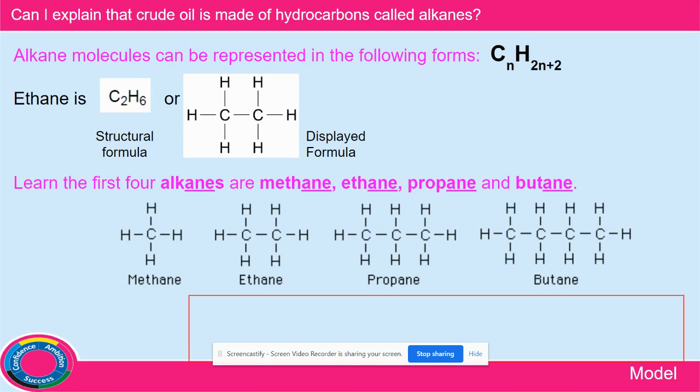There's ethane. Ethane is C2H6. 2 carbons, twice as many hydrogens plus 2. So there's 2 carbons and 6 hydrogens. You need to learn the first 4 alkanes: methane, ethane, propane, and butane. You also need to know their formulas.